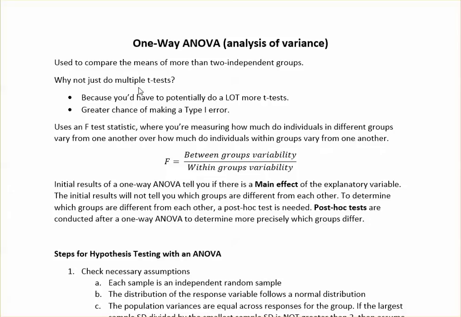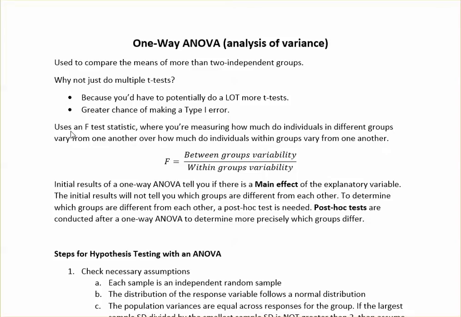So why not just do multiple t-tests? Technically, one-way ANOVAs could be done by just doing multiple t-tests. But if you did that, first of all, you'd have a lot more t-tests. You have a greater chance of making a type 1 error, which basically means your results are less likely to hold value or to be accurate. So we do an ANOVA instead of multiple t-tests because we want to make sure that we're providing the most accurate and the best response possible.